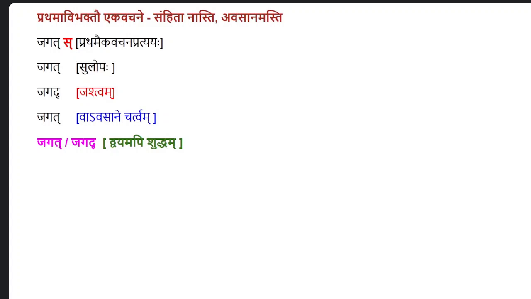This is the reason that Jagat or Jagad, dvayam api shuddham. One person had asked this question. There will be two forms. So Jashtvam ordinarily happens, but then since it is a standalone, because of this sutra, chartvam also happens. So dvayam api shuddham.